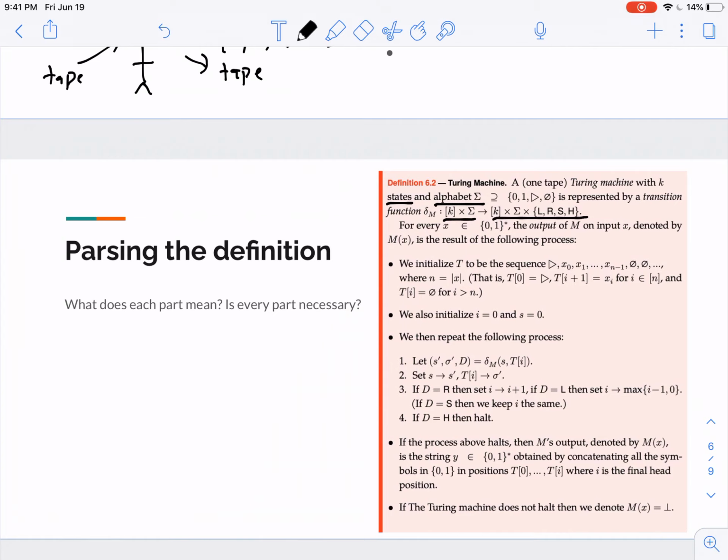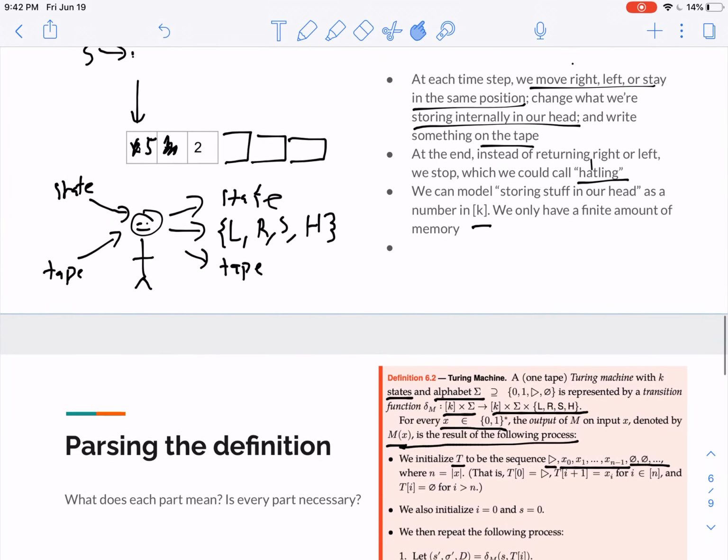It's kind of unclear what this means, but we're going to keep going, and eventually we'll start to understand it. For some input x to the Turing machine, the output M(x) is the result of the following process. So this is going to tell us how the Turing machine works. We initialize T, which seems to be some sequence, to be this triangle symbol, then x_0 through x_{n-1}, the input bits of x, and then these other symbols. And this implies that T seems like it's our tape.